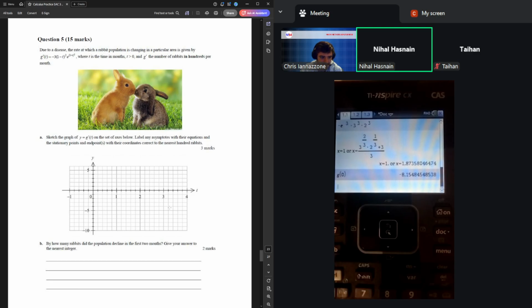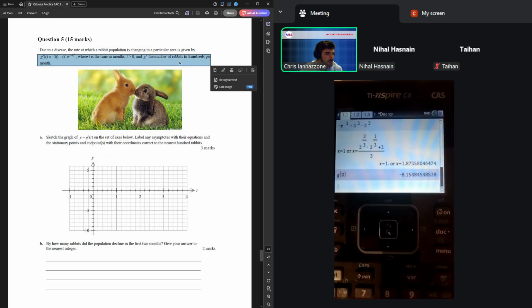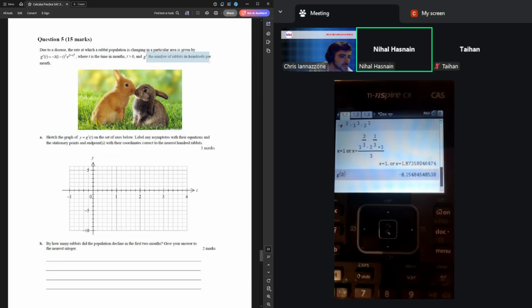So it's the last part. G dash, the number of rabbits in hundreds per month. Does that have to do with it? Yeah, that's right. G dash is the number of... yes, exactly. So relating that directly to what's being talked about now, I think that's going to be the number that is declining or increasing depending on what it is.